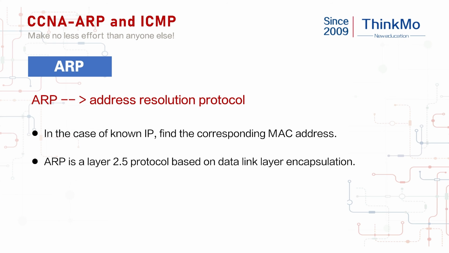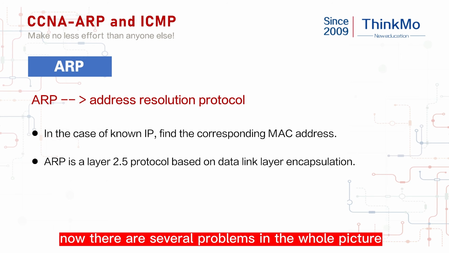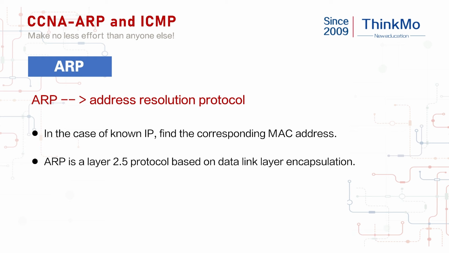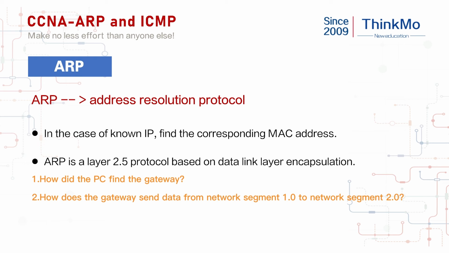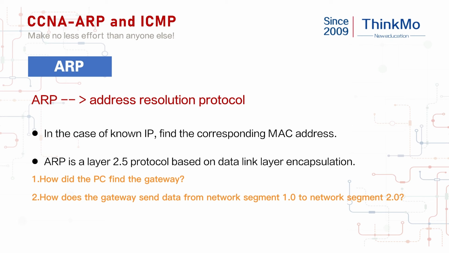So it is equivalent to realizing forwarding across network segments. Okay. Now we are officially learning ARP. Now there are several problems in the whole picture. First question: how did the PC find the gateway? Second question: how does the gateway send data from network segment 1.0 to network segment 2.0? This is at the routing level. When we talk about routing, we will talk about it.